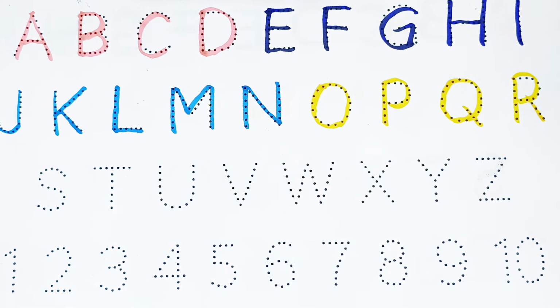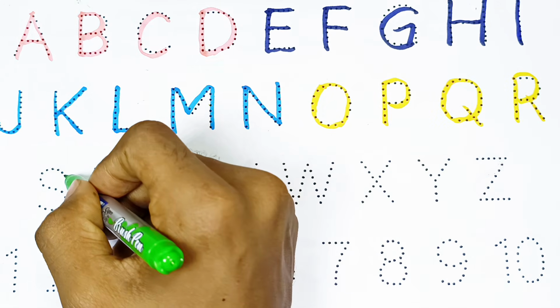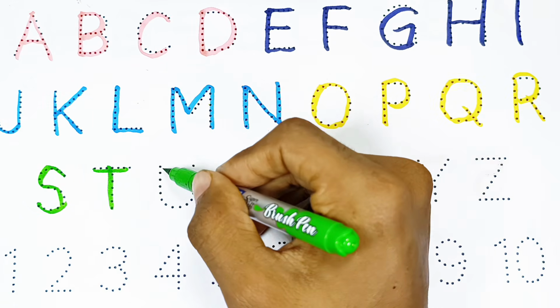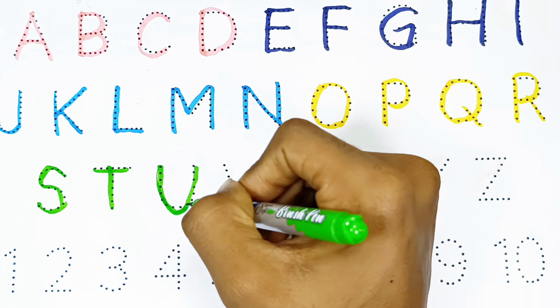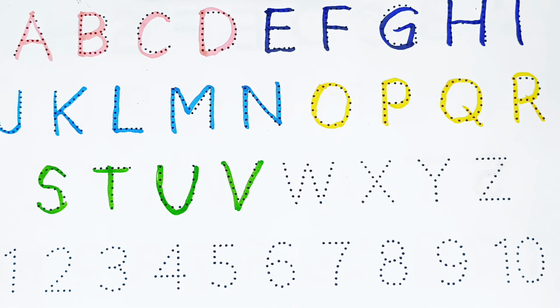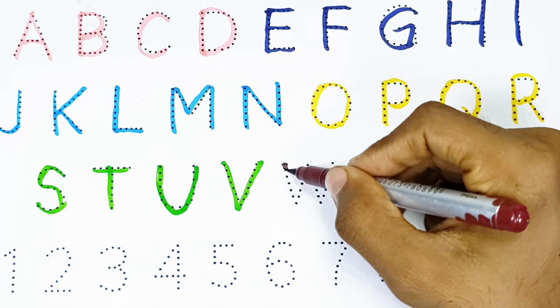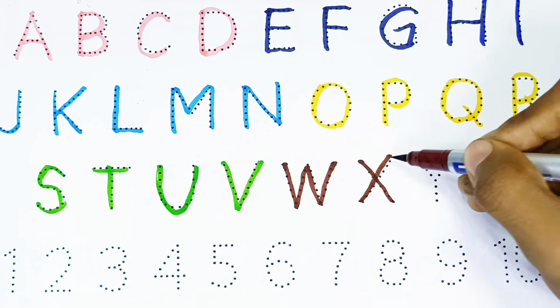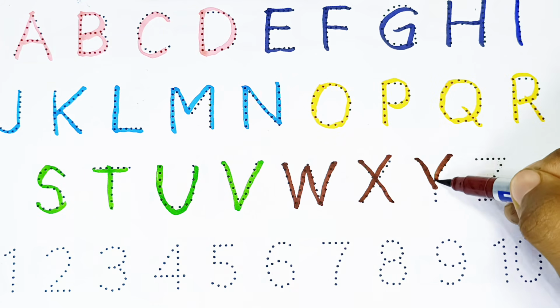R for rose. Kids, now you draw S. S for sun. T for teacher. U for umbrella. V for van. Kids, now you draw W. W for wheel. X for xylophone.